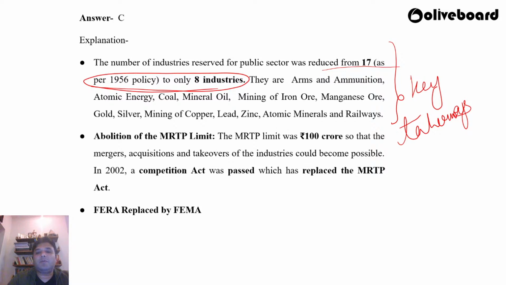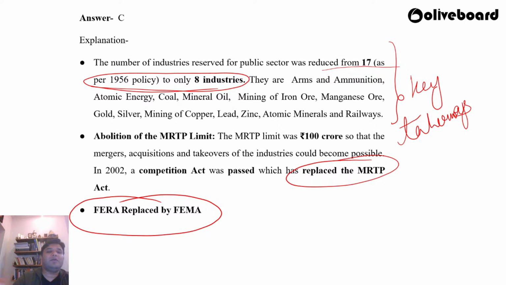Right. The MRTP limit was 100 crores so that the mergers and acquisitions and takeovers of the industry could become possible. In 2002, a Competition Act was passed which replaced the MRTP Act. Right. And you are all correct that the FERA was replaced by FEMA. Okay. So yes, Pranjal and Nilesh, both of you are correct. So these are the key takeaways. I hope that you have taken it down in your copies. MRTP stands for Monopolies, Restrictive and Trade Practices Act. Okay.